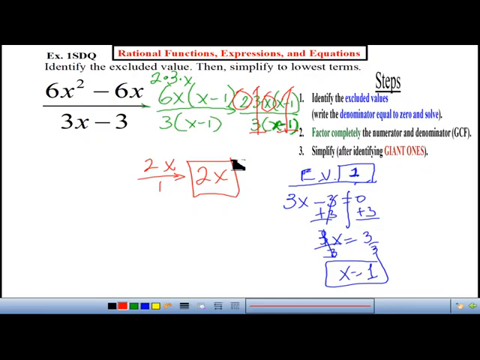All right, let's do another one. I think we got the excluded value down. Let me give you a different view.